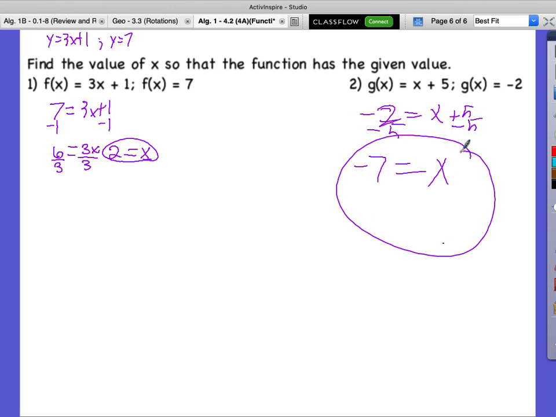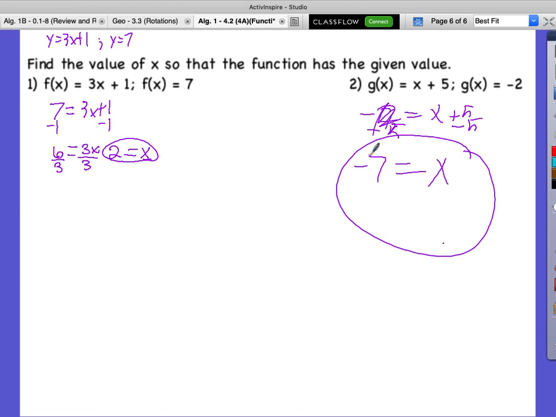Okay, Kenny, go and explain. It equals -2, so you put -2 over here, then you do the rest of the work, and it comes down to -7 equals x. What was the rest of the work? Then you subtract the 5, and then you come over here. Very good, very good.